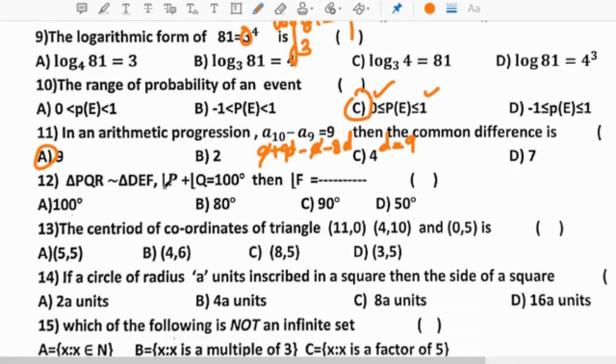Triangle PQR is similar to triangle DEF. Triangle PQR is similar to DEF. PQ is 100, then the corresponding side is 80. The centroid formula is x1 plus x2 plus x3 by 3. So the centroid is 5 comma 5, which is option A.